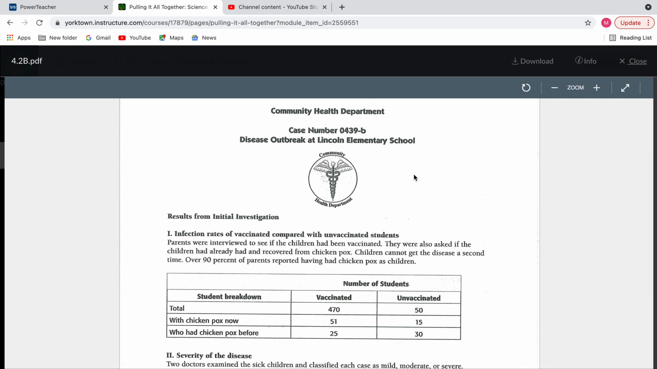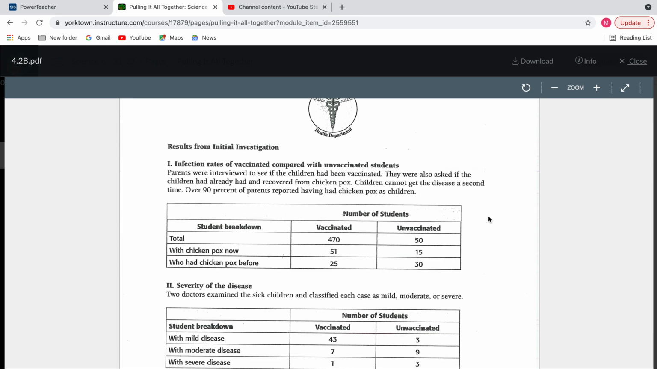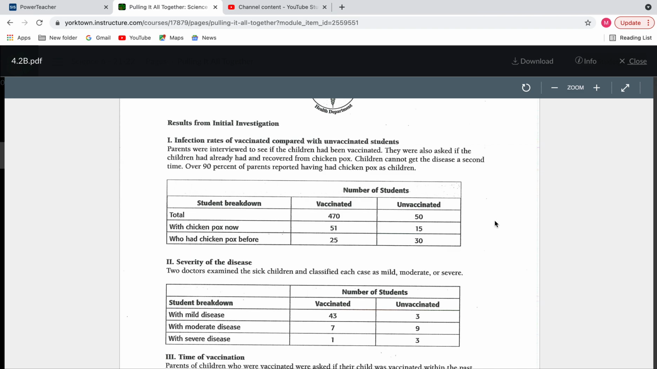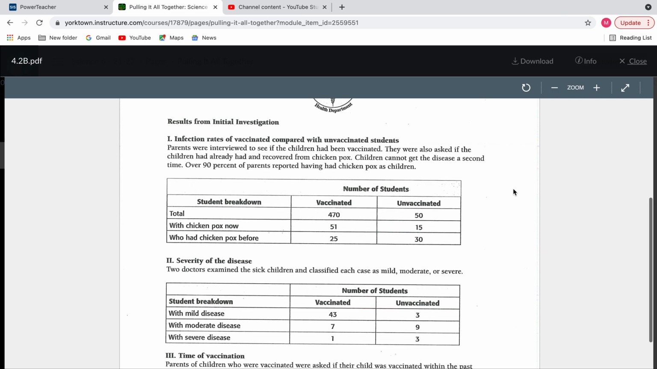This is about a disease outbreak at Lincoln Elementary School: infection rates of vaccinated compared with infection rates of unvaccinated students. Parents were interviewed to see if the children had been vaccinated. They were also asked if the children had already had and recovered from chickenpox. Children cannot get the disease a second time. Over 90% of parents reported having had chickenpox as children.